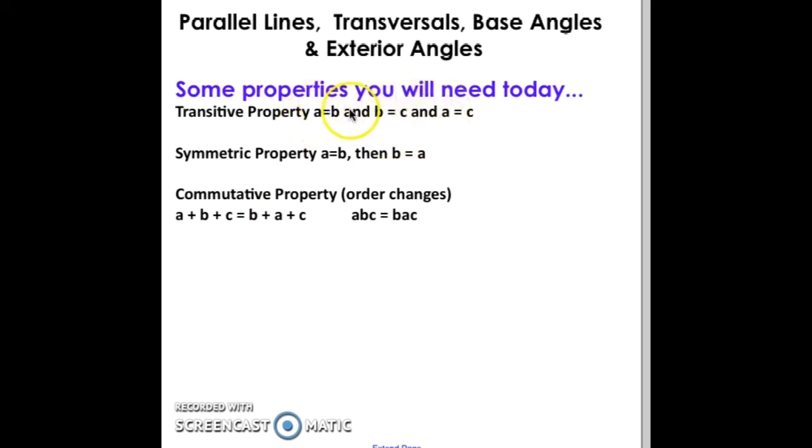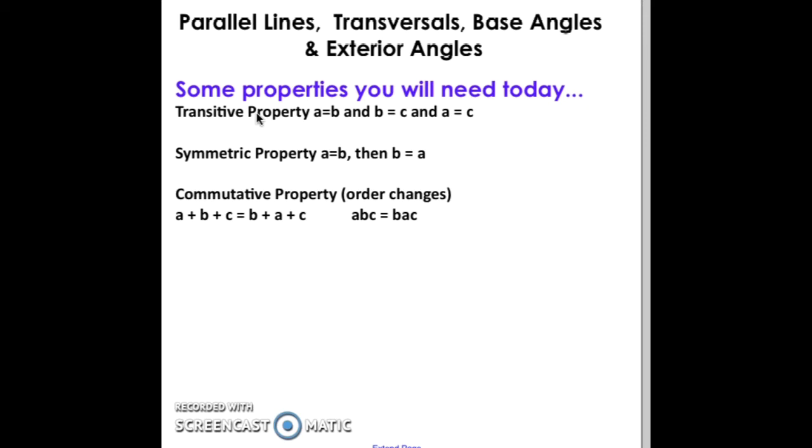Some properties that you're going to need for the proofs we're doing today is the transitive property. Transitive property says if A equals B and B equals C, then A equals C. The transitive property works for equality and congruence. So it could have said A is congruent to B and B is congruent to C, so A is congruent to C. Symmetric property says A equals B, so B equals A, and that also works for congruence. So if A is congruent to B, then B is congruent to A. That makes it so we can just flip the sides around.